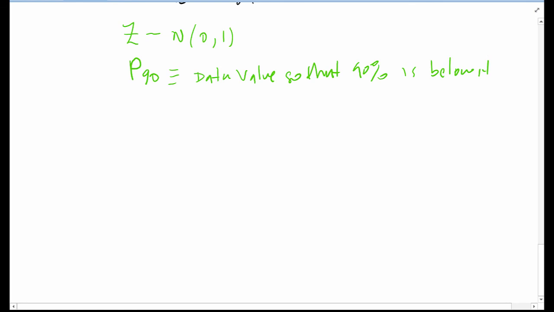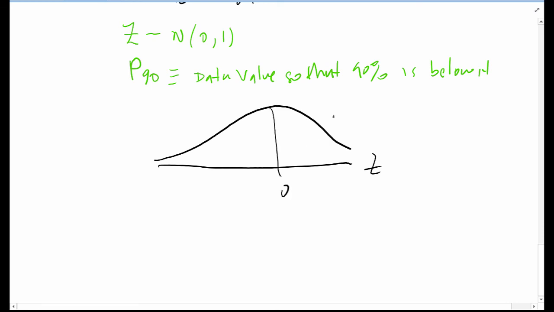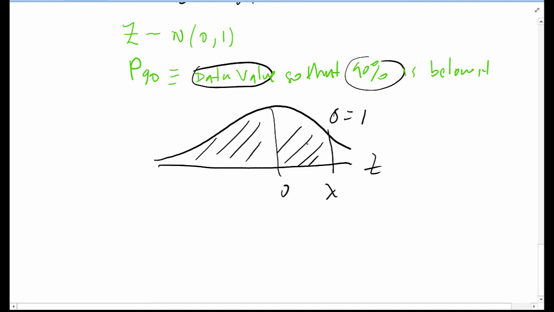All right, so let's draw a picture right here. This is our data, and we know that it's normally distributed. The mean is 0, the standard deviation is 1, and now we're looking for a data value. It has to be to the right of 0, because we want 90% of the data to be below that value. In this particular case, we know the area, we know the percentage of values, 0.9 below x, and now we need to find x. So we need to find what is the data value so that 90% of the data is below it.